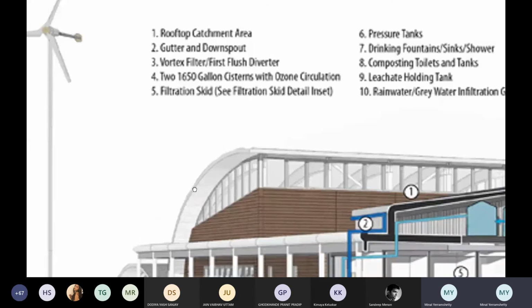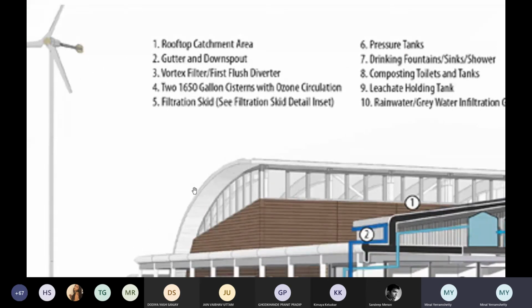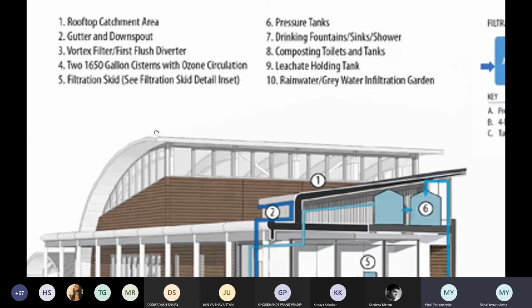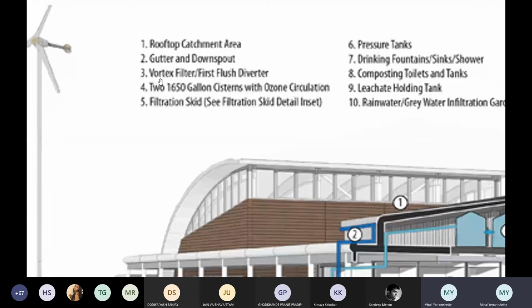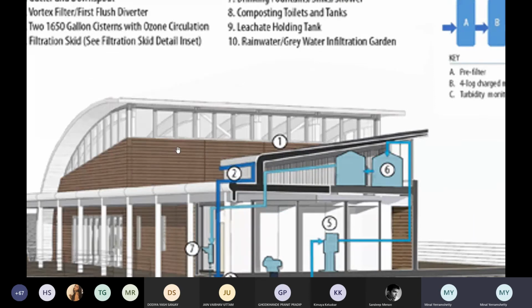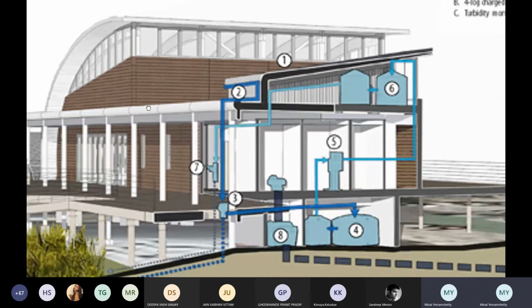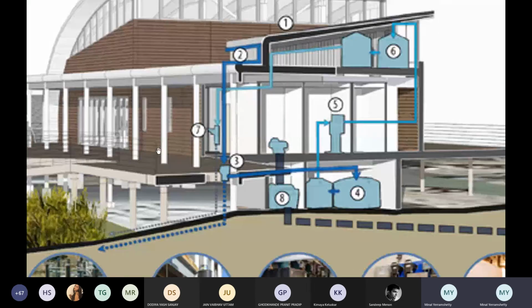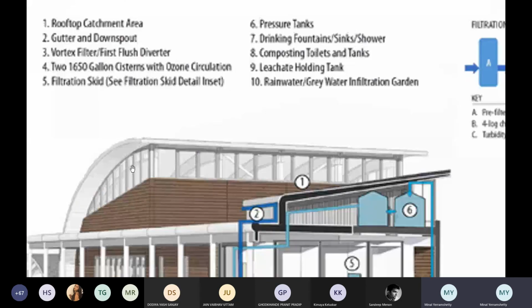So this is a rooftop catchment. We all see this here. The second one is the gutter and the downspout that we did in the second year, remember? So from here your water goes down through the gutter. The water will come here. The third one is the place where you have the first flush diverter. You know what this is, right? When the first rain falls, I need to divert the rain out because it's dirty. The roof is dirty from 9 months of not having rain. So I need to do that, and that is this.